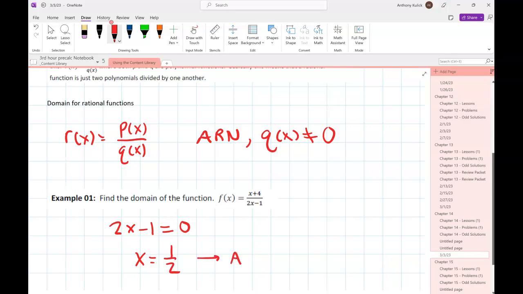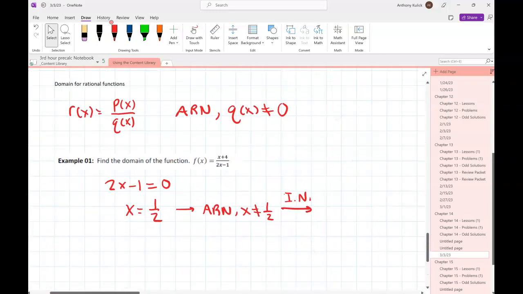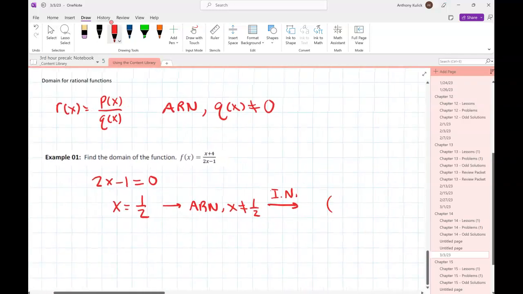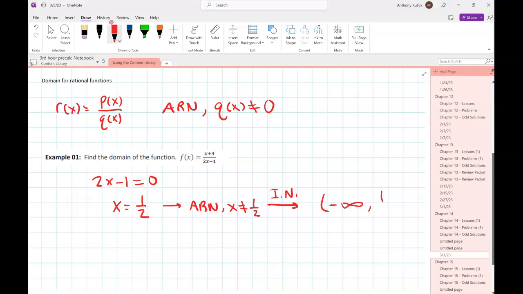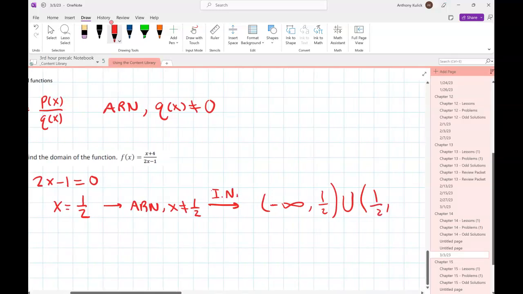So that tells me that my domain is all real numbers except for 1/2. How do I write that using interval notation? Do you remember how to do that? Interval notation is the stuff with the parentheses in it, or brackets. Yeah, so we'd start at negative infinity, and we'd go up to 1/2. Then we do the U for union, and we do 1/2 to positive infinity. Excellent. Yep, that's exactly right.